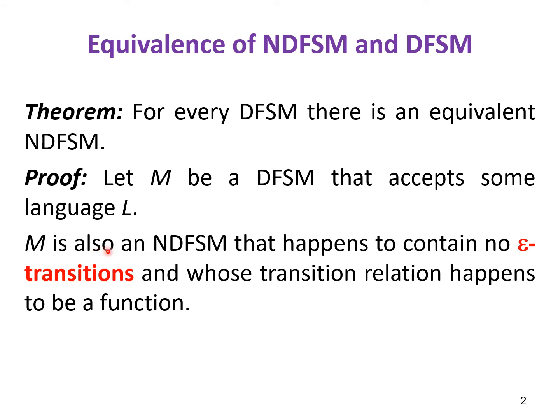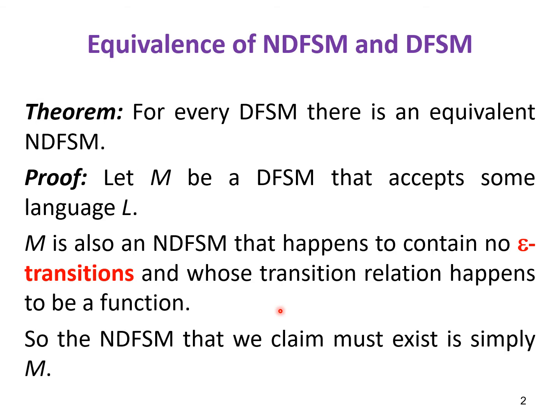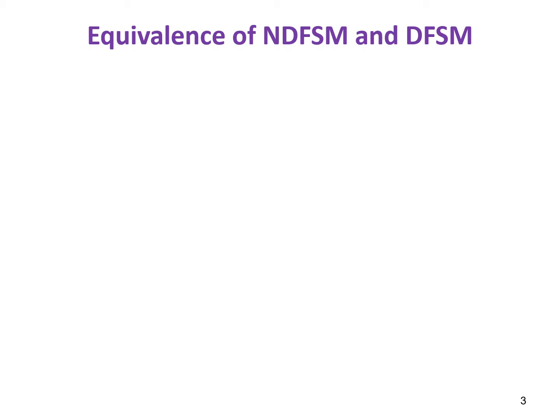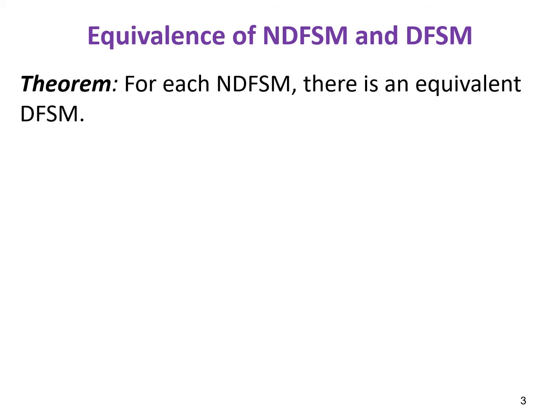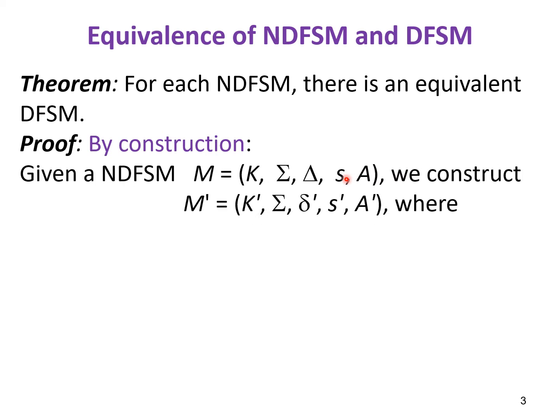M is also an NDFSM that happens to contain no epsilon transitions and whose transition relation happens to be a function. So the NDFSM that we claim must exist is simply M. Similarly, we have to prove that for each NDFSM there is an equivalent DFSM. This can be proved by construction.